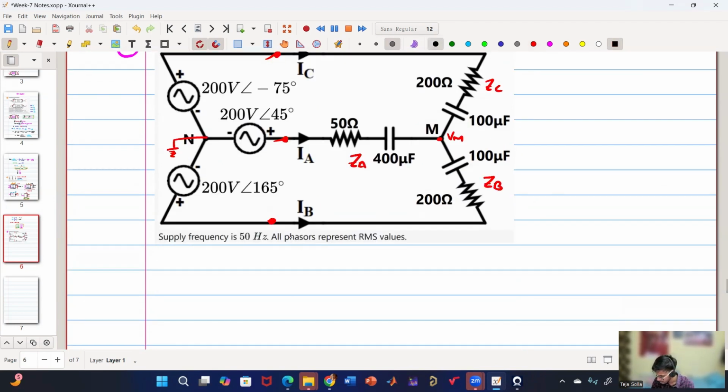So Vm should be grounded, no, sir? Why? All currents are flowing towards M, so that voltage will be 0.